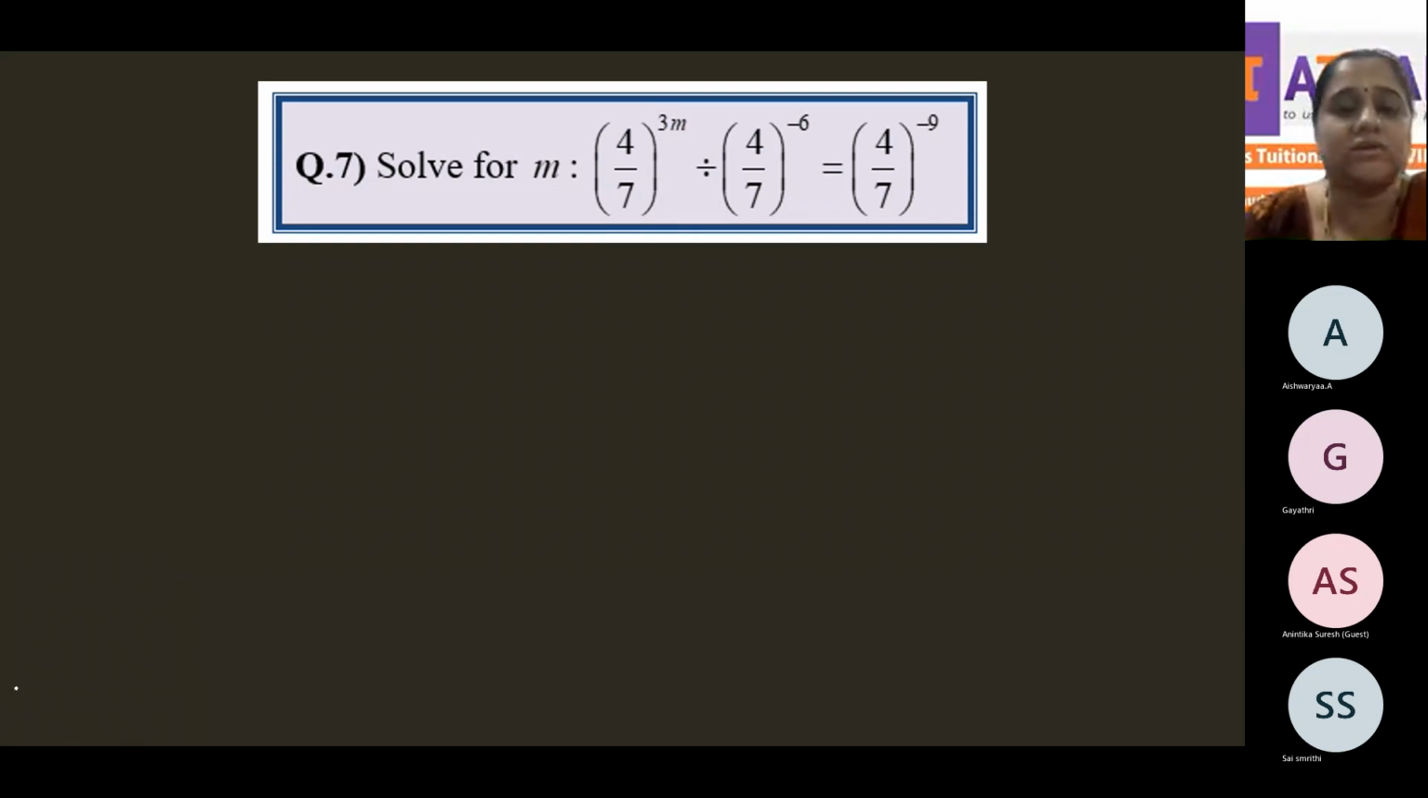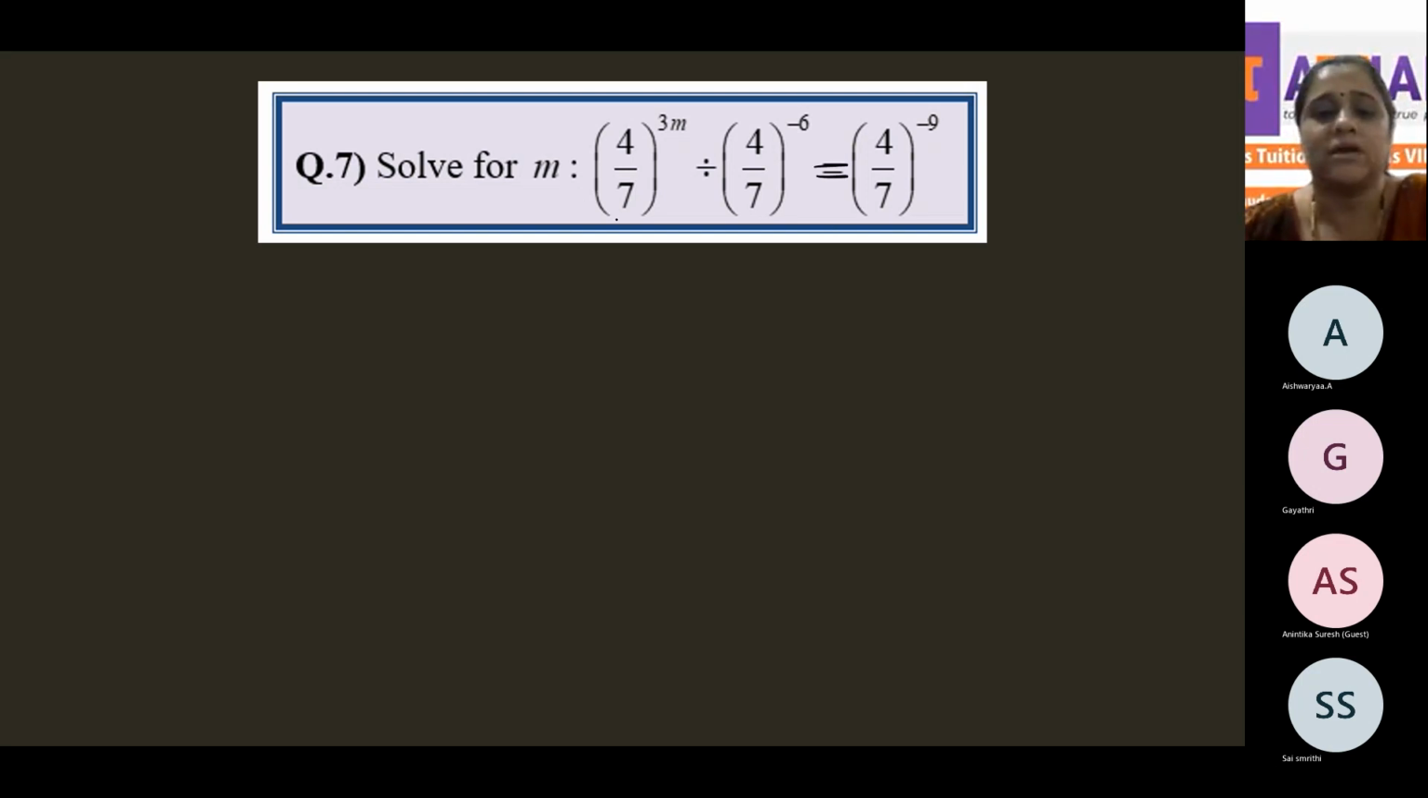So as I told you, we are continuing with exponents. See this question, solve for m. (4/7)^3m divided by (4/7)^-6 is equal to (4/7)^-9. So you have an equation here because you can see the equal to sign.